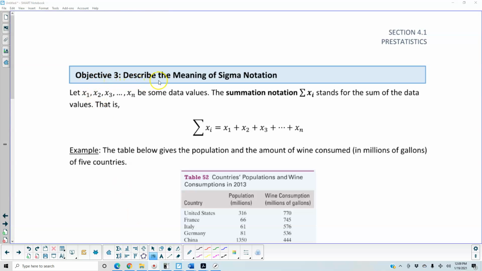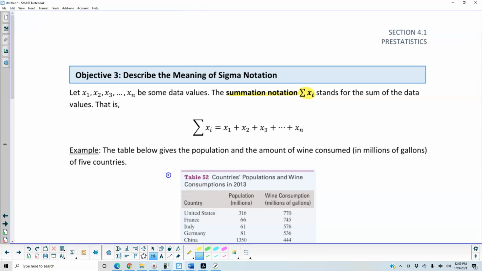Objective 3. Describe the meaning of sigma notation. If we let x1, x subscript 2, x subscript 3, all the way to x subscript n be some data values, then the summation notation, the symbol that's listed here, stands for the sum of the data values. So this is what we use for the summation notation.